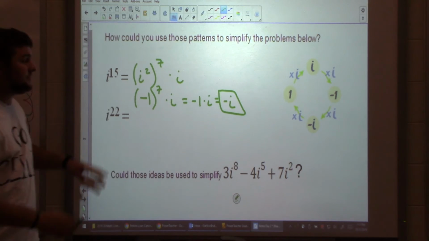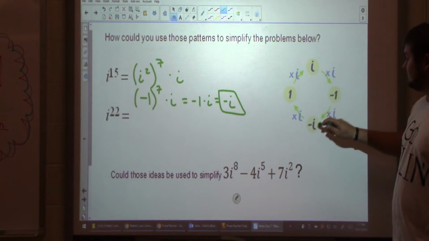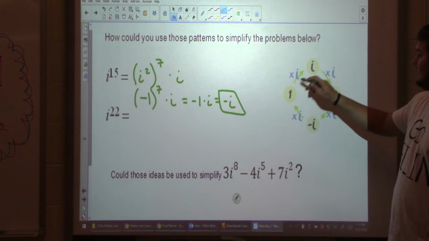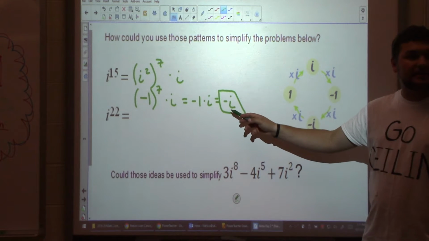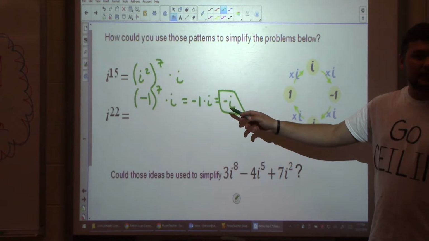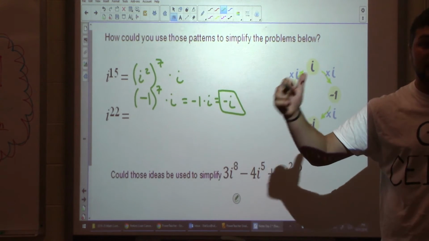Negative 1, which times i would be negative i. Now, same thing. If you do that over here on the i wheel, you start at i as 1, 2, 3, 4, 5, 6, 7, 8, 9, 10, 11, 12, 13, 14, 15. I end up at negative i. Right? I think this way's a little bit quicker when we give you those bigger numbers. But if you want to do the i wheel, you can.